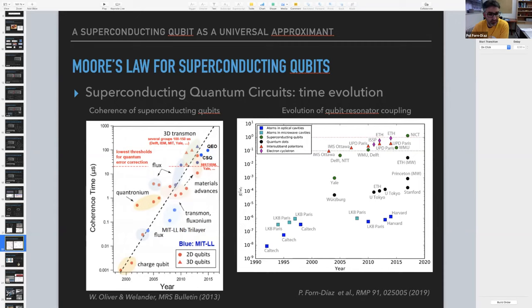This plot is actually outdated, but there are already qubits that have coherence times on the order of 300 microseconds. And you see that this trend keeps on increasing. What matters is that this red dashed line is where you have a threshold to implement quantum error correction. Already there are qubits that have been made that are compatible with this threshold, and that means superconducting qubits are coming close to being able to implement the surface code. There's still a lot of work to do, but the progress has been steady, and it doesn't look like it will be stopping anytime soon.